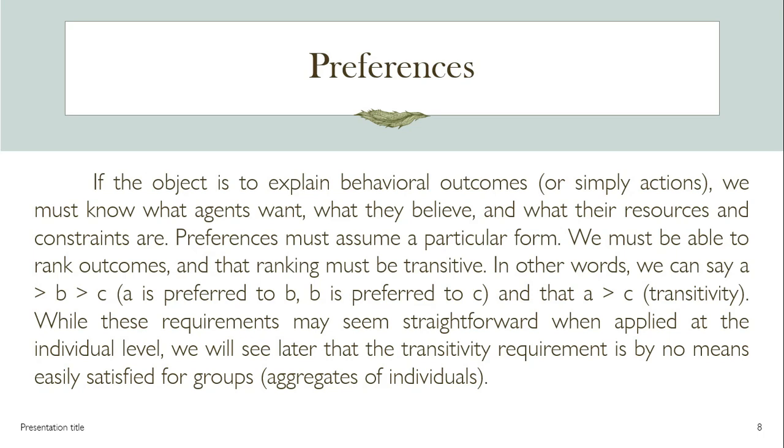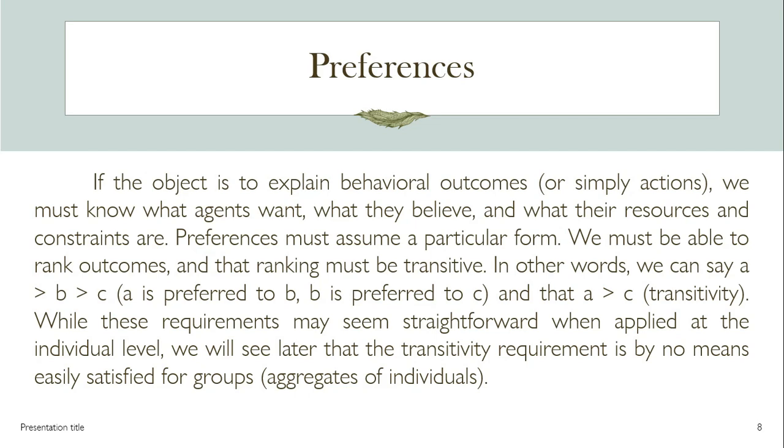Preferences. What do preferences mean? If the object is to explain behavioral outcomes or simple actions, we must know what agents want, what they believe, and what their resources and constraints are. Preferences must assume a particular form. We must be able to rank outcomes, and that ranking must be transitive. In other words, A is more preferred than B, B is more preferred than C, so A is preferred to C.